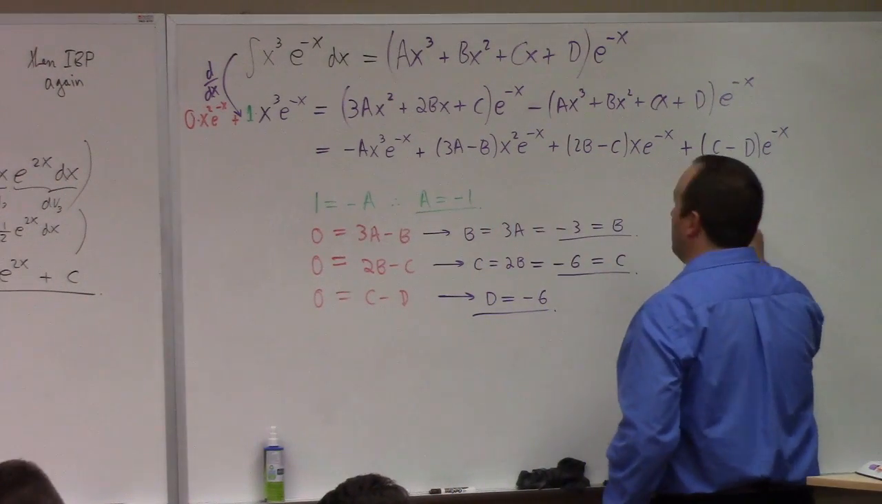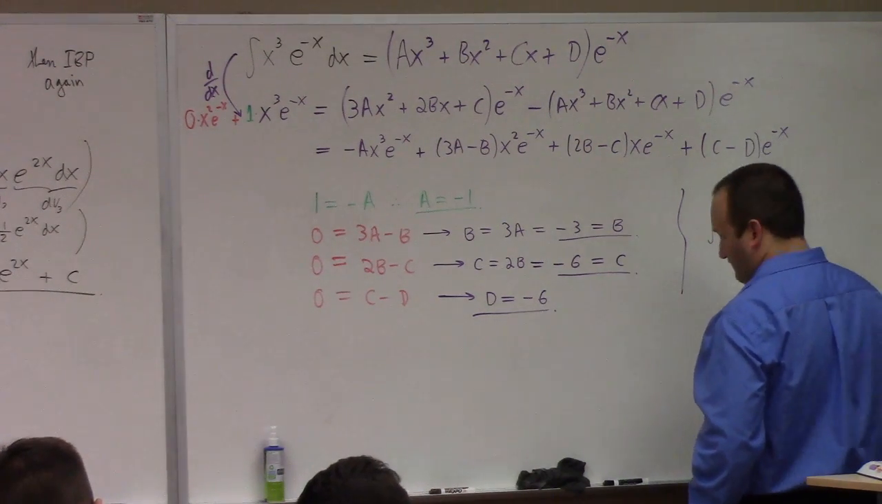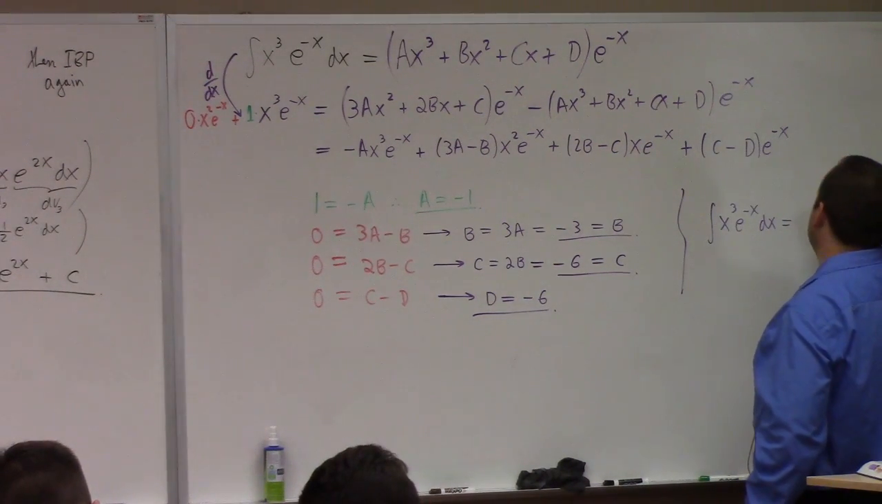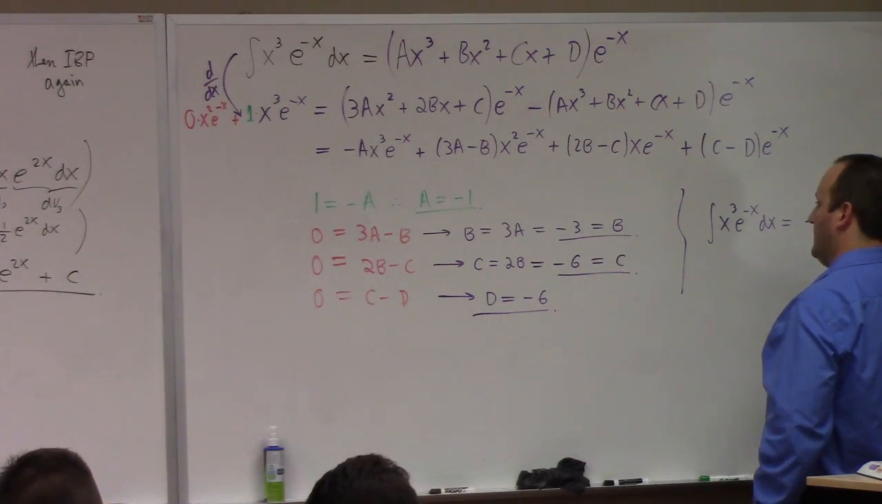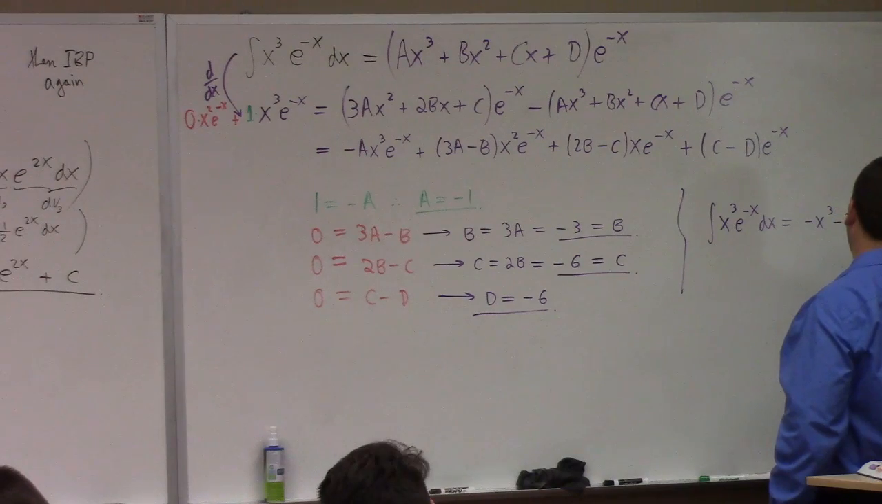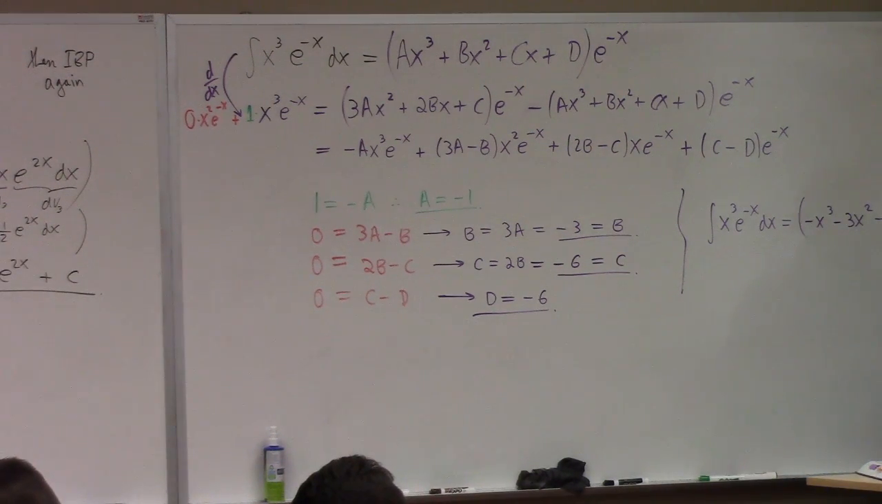So what do we get? The integral of x cubed e to the minus x dx is equal to, what do we got? Minus x cubed minus 3x squared minus 6x minus 6 times e to the minus x plus a constant. There you go.